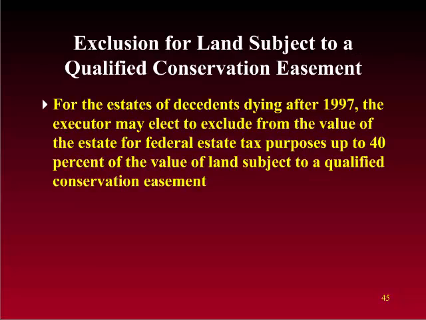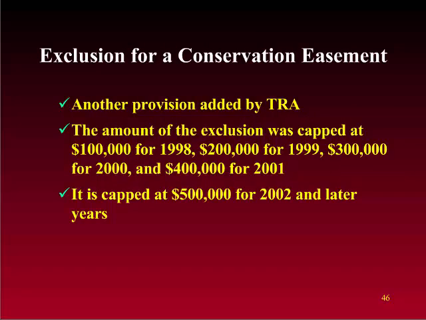The next thing is exclusion of land subject to a qualified conservation easement, and again Lloyd touched on this. For estates of decedents dying after 1997, the executor may elect to exclude from the value of the estate for federal estate tax purposes up to 40% of the value of land subject to a qualified conservation easement. This is another provision added by the Taxpayer Relief Act. The amount of the exclusion was capped at $100,000 for 1998, and it went up gradually, and now it's at $500,000 for 2002 and later years.